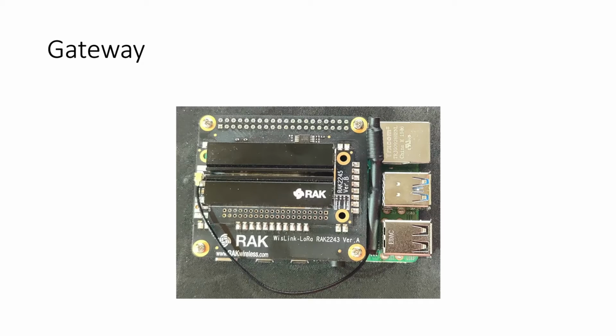And this is the RAK gateway and Raspberry Pi. It's the RAK2243 gateway, version A of the board, and it is connected to a Raspberry Pi 4B 4GB model. So now I'm going to cut to some videos walking through the sensor firmware as well as the display firmware.